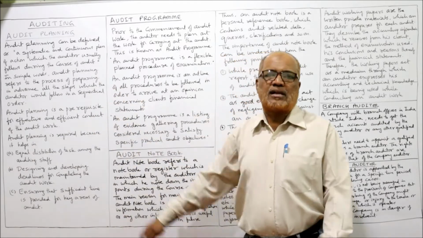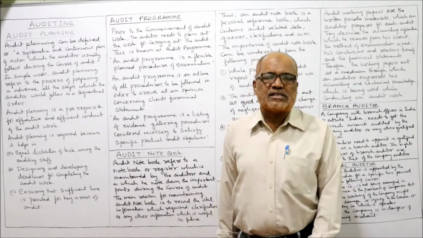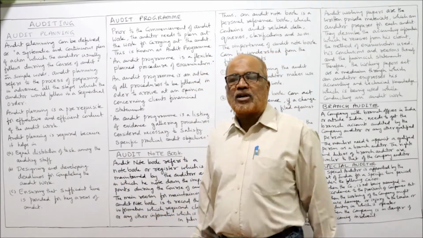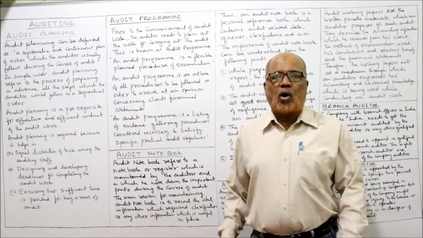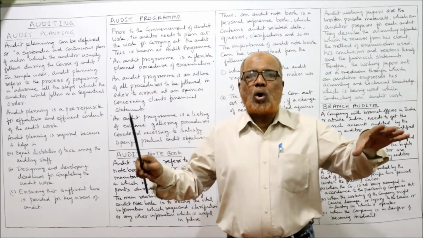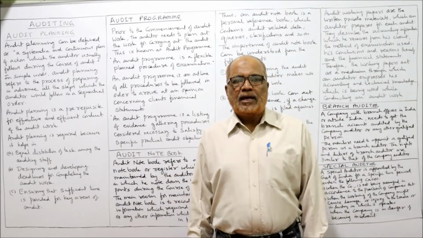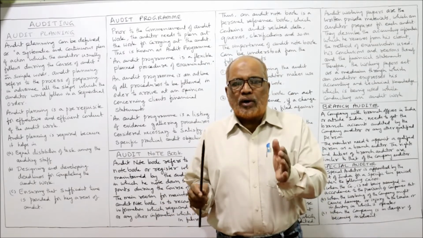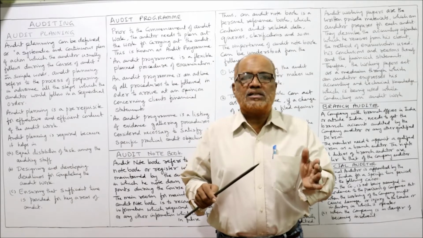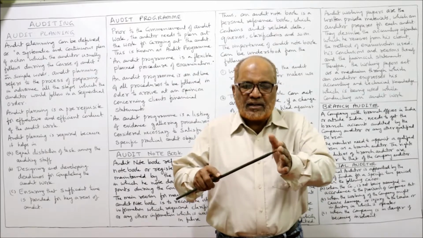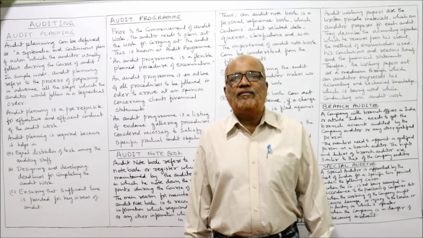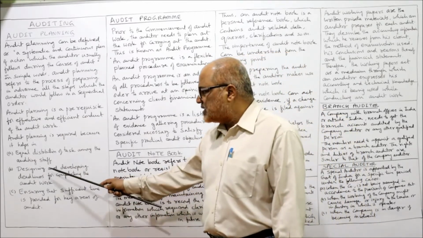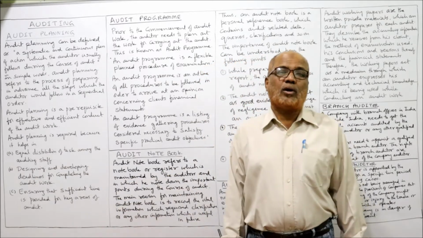Why is audit planning required? I have specified three purposes. The first is equal distribution of tasks among the auditing staff. The auditor himself will not do all the activities of the audit. He will appoint some audit clerks, audit staff. So audit planning helps so that different tasks will be assigned to different auditing staff. That is the first requisite.